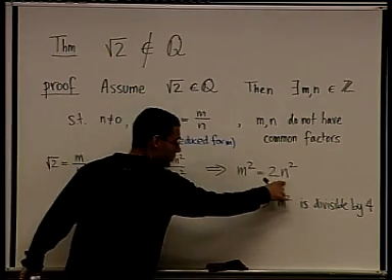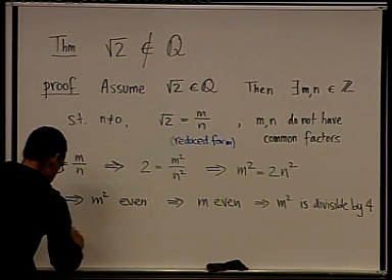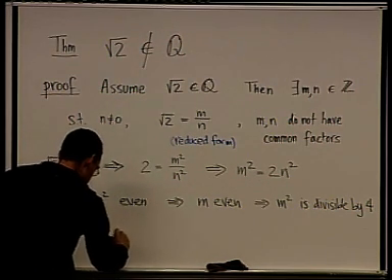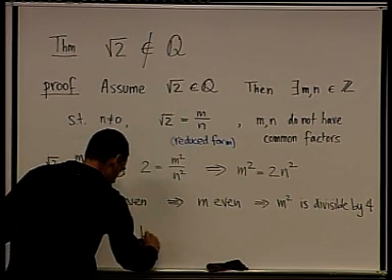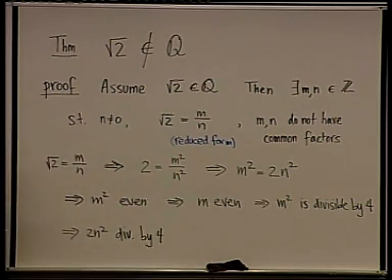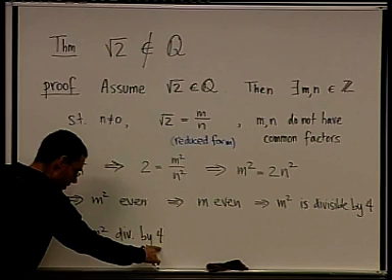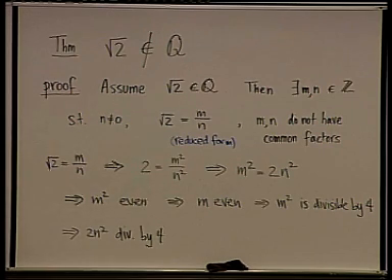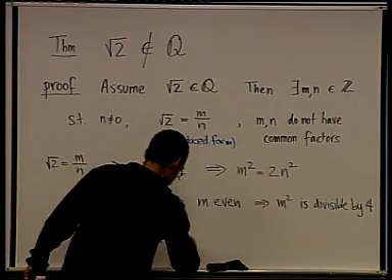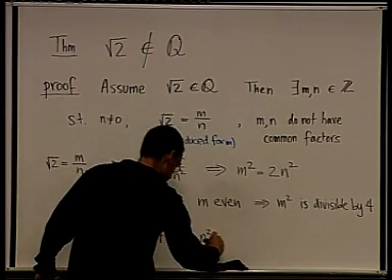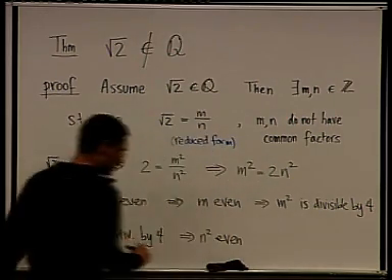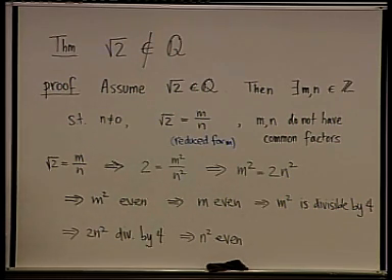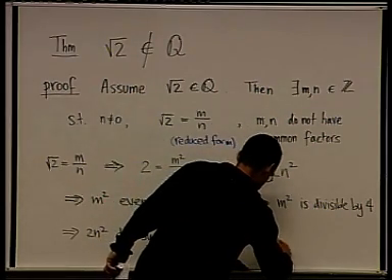But m squared was 2n squared. So this means that 2n squared is divisible by 4. But if 2n squared is divisible by 4, then n squared itself is divisible by 2. n squared is even. And once again, if n squared is even, what does it mean? Then n itself is even.